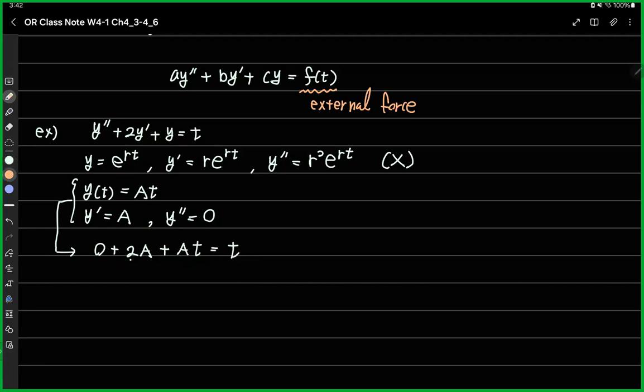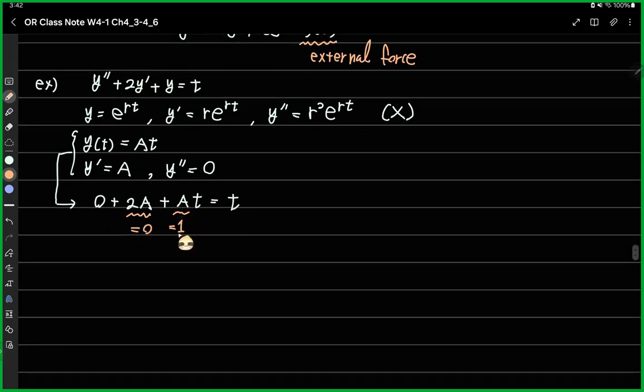Which means that 2a must be 0, and then a must be 1. It's a contradiction. a must be 0, a must be 1. Doesn't work. I need two unknown, or you can say undetermined, coefficients. So what about this? What if we define y as at plus b.